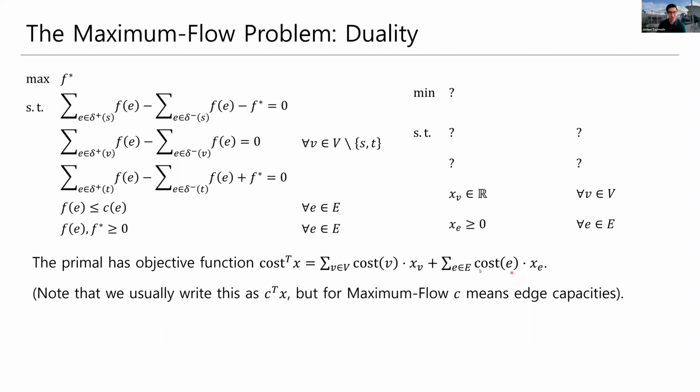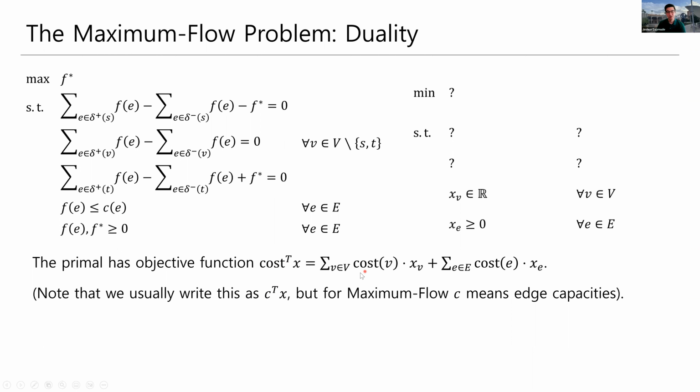Just in case this is confusing to you, why am I writing cost instead of just C? We're used to looking at this as C transpose X. I'm not writing C here because we're using C as the capacities of the edges, and I don't want there to be confusion. These are 2 different things. One is an edge capacity, one is a cost of a variable. So I'm going to use the word cost here.